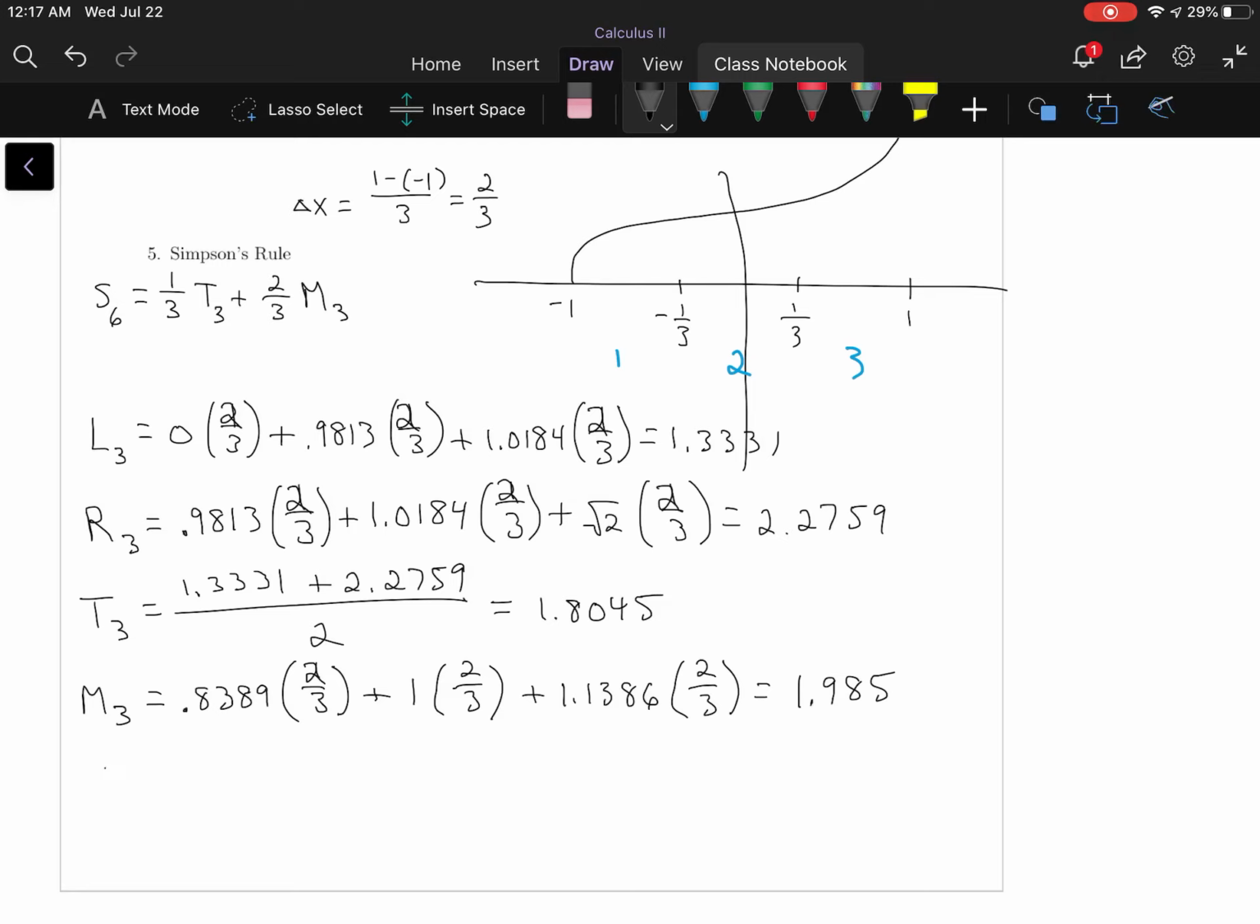Which now brings us to S sub 6, which is 1/3 of T3, which we got to be 1.8045, plus 2/3 of M3, which is about 1.985. And this weighted average is about 1.9248.